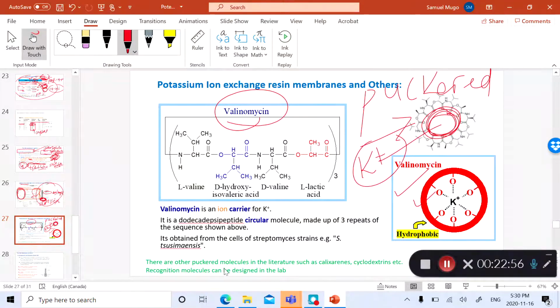And there are many other types of Packard molecules, like I already talked about, calixarenes, which are completely synthetic. You can also make things like cyclodextrins. You can even do molecular imprinted polymers, which I do a lot in our lab here, and so on, to make different types of Packard molecules.